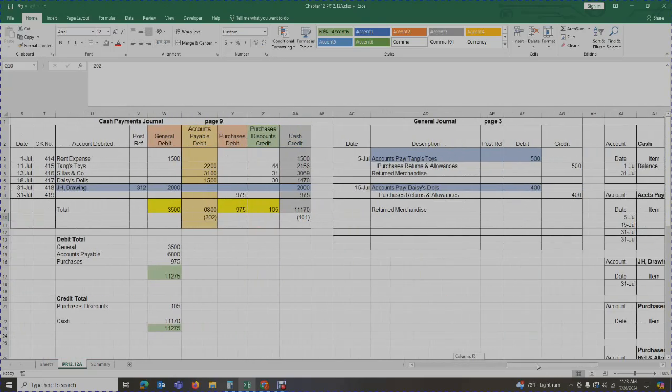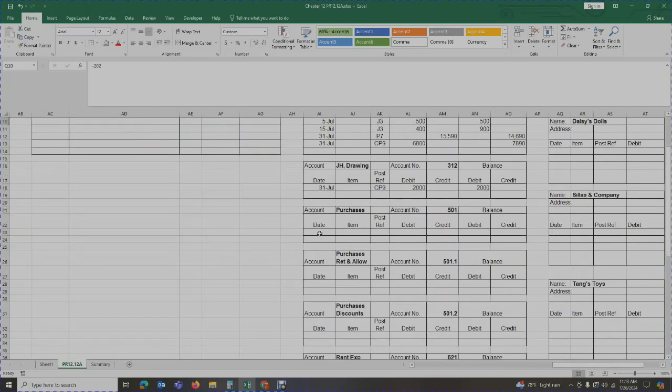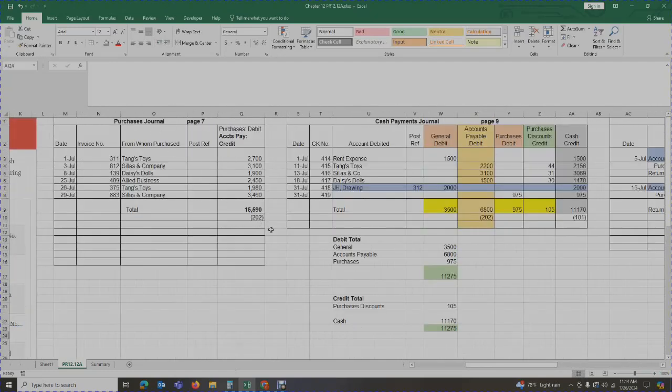Okay, so let's go to our purchases account. Okay, this is happening July the 31st at the end of the month. Purchases journal number 7. We have a debit of $15,590. Okay. So we're going to go over to our purchases journal, and we're going to say, well, we posted it on account number 202 and on account number 501.